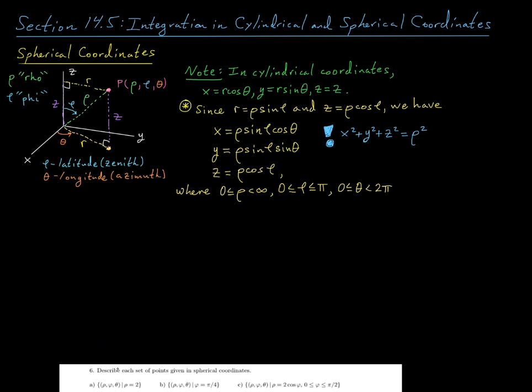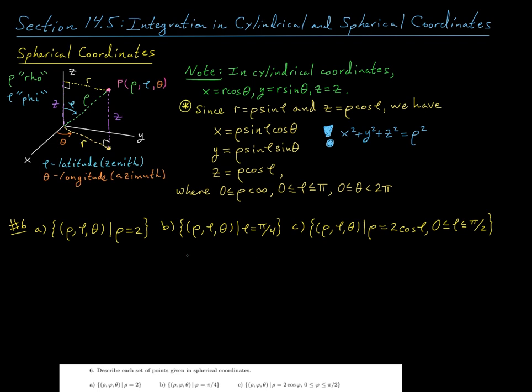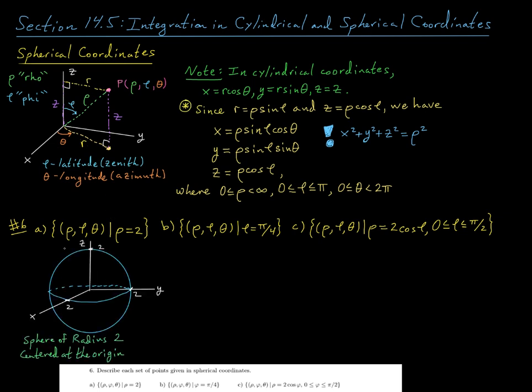This says to describe each set of points given in spherical coordinates. And for part A, we're looking at the set of all points (rho, phi, theta), where rho is equal to 2. Okay, so this is describing all points in three-dimensional space that are 2 units away from the origin. So put another way, we're really just describing here a sphere of radius 2 centered at the origin.